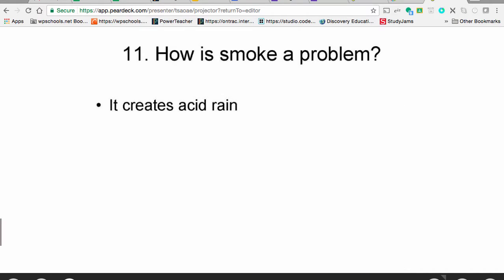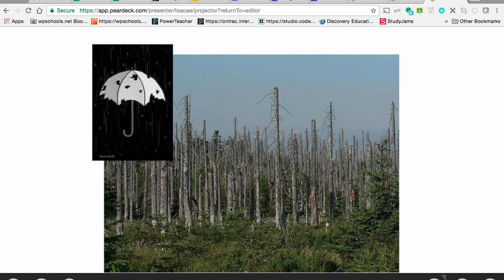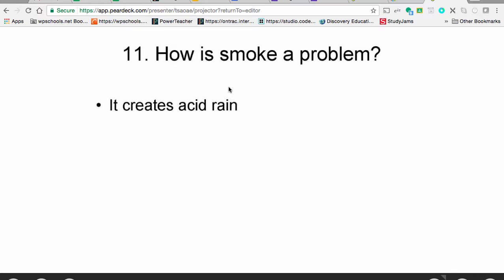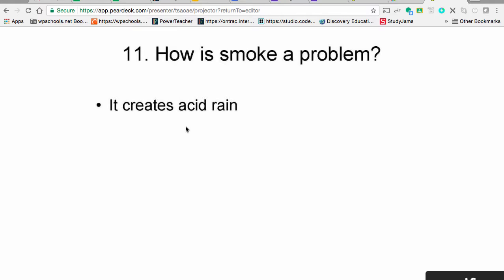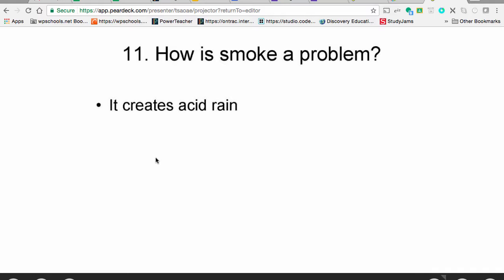Acid rain is a problem because it kills living organisms, as you can see in this picture. Smoke contributes to acid rain, whether it be from carbon dioxide gases or through other toxic chemicals that are released into the atmosphere that combine to form rain and make it more acidic than usual.